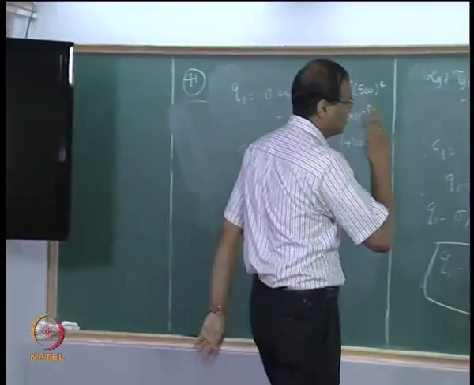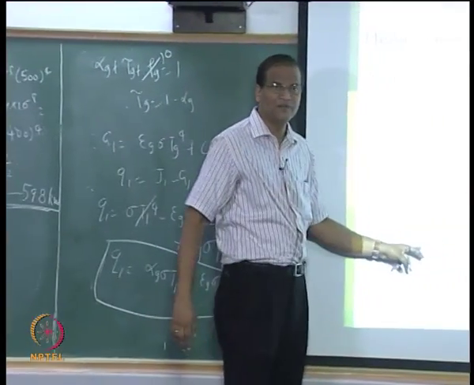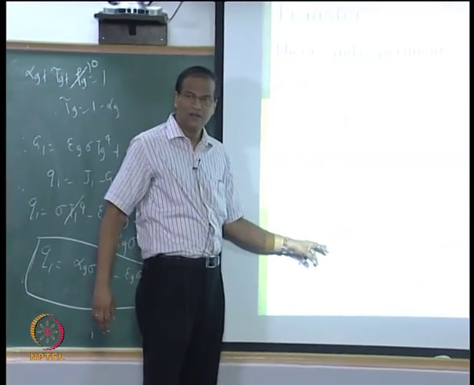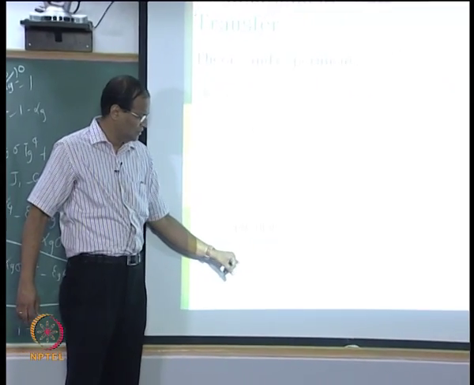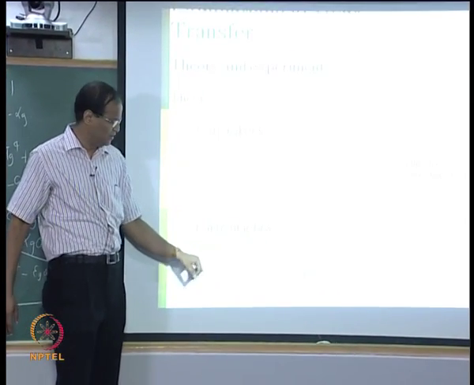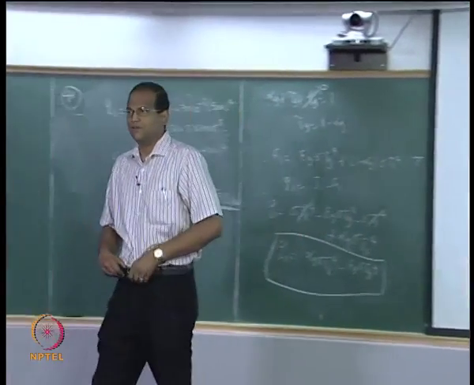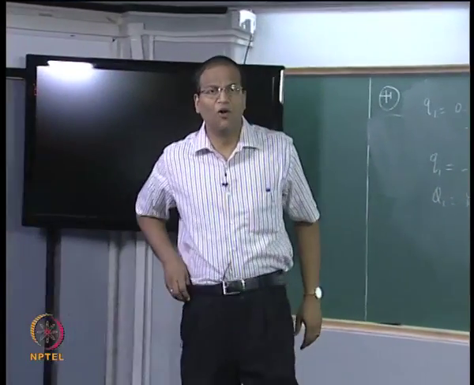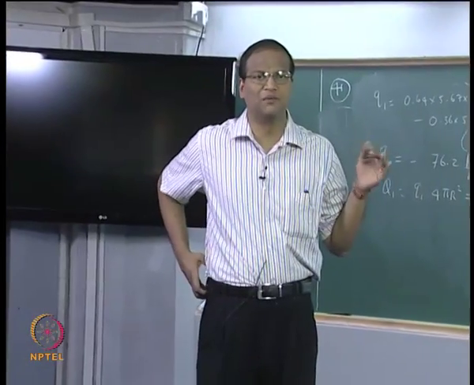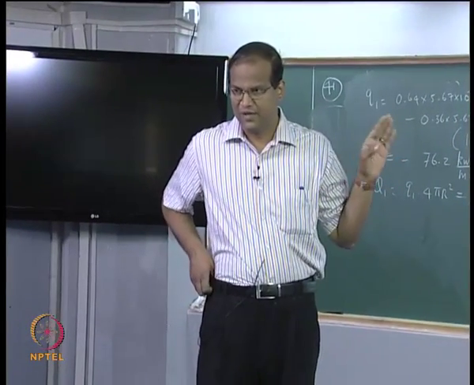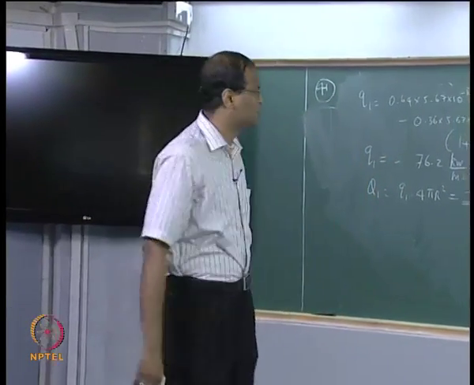The particular laws are three laws: Fourier's law of heat conduction, basically for conduction heat transfer; Newton's law of cooling for convective heat transfer; and the Stefan-Boltzmann law of radiation for radiative heat transfer. All these are particular laws which are not universally applicable. Right? They are applicable only in specific situations.